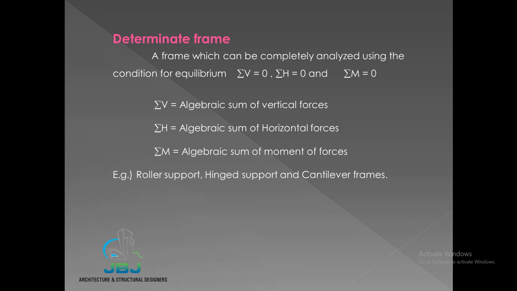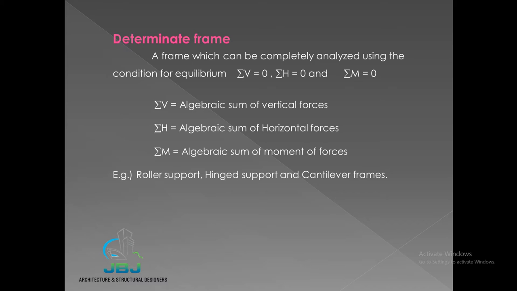Summation of V means the algebraic sum of the vertical forces. Summation of H means the algebraic sum of the horizontal forces. Summation of M means the algebraic sum of moments of forces. For example, the roller support, hinge support, or cantilever support of frames. If the frame satisfies these three conditions, that kind of truss is called a determinate frame.